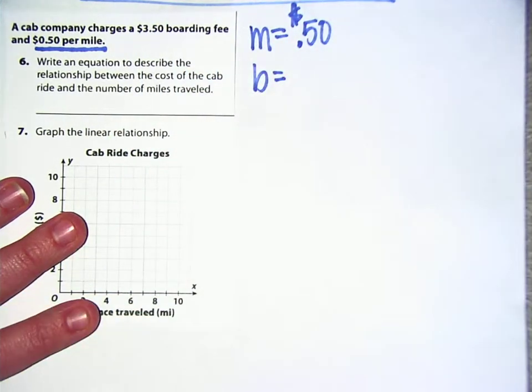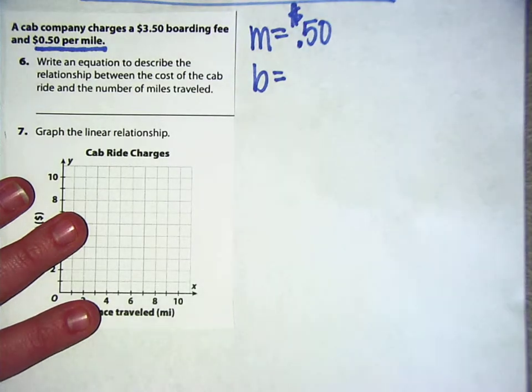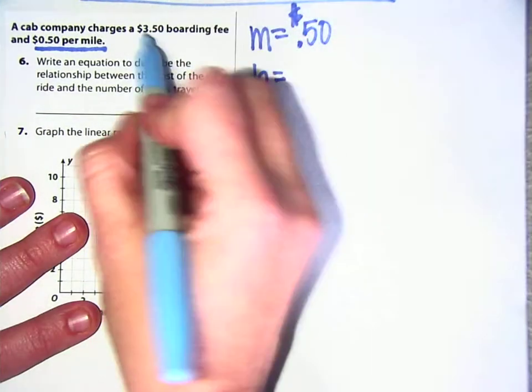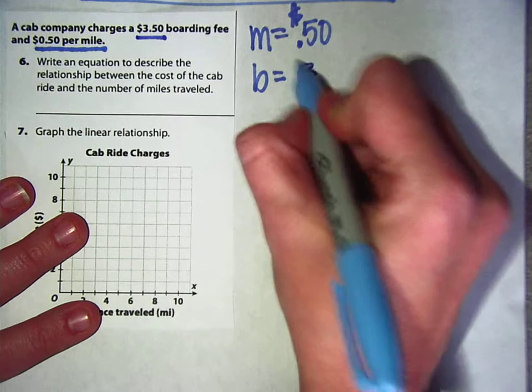And then b, this is kind of like your flat rate is what I call it. It's not always called that, but that's a good way to think of it because that's not going to change. It's not going to be multiplied by anything. So b is just your standard fee or upfront fee or something like that. And in this case, it would be $3.50.